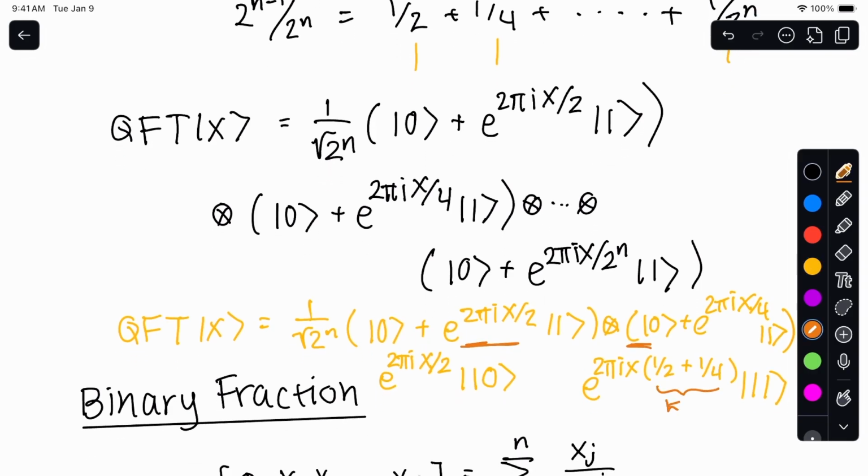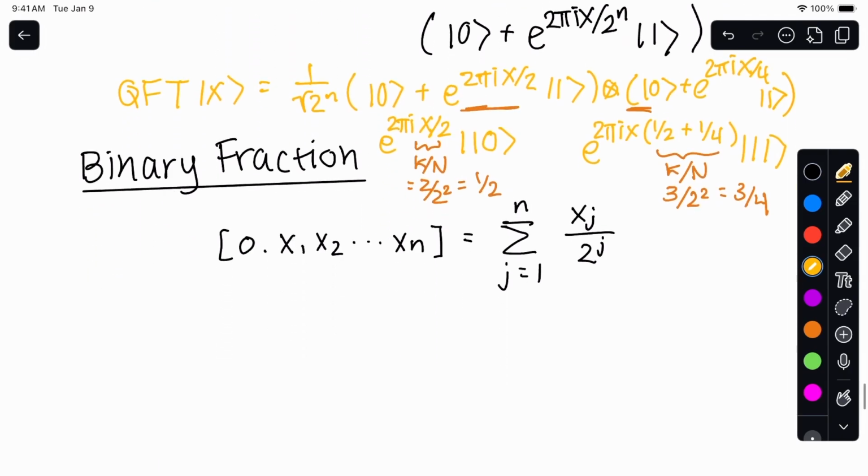This is reconstructing k over n, because in this case, k is equal to 3, since 1, 1 is 3, and then n is 2 squared, which is 4. Same thing here. Here, k over n, k is 2, and n is 2 squared, so this is 1/2, and that's also what we see.